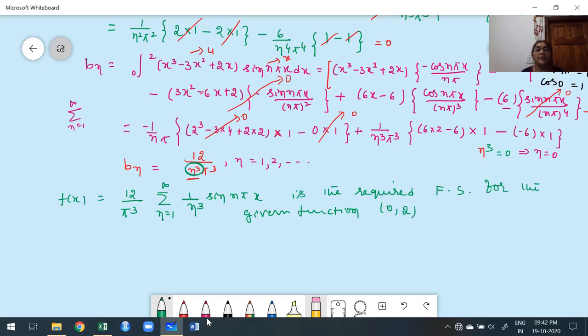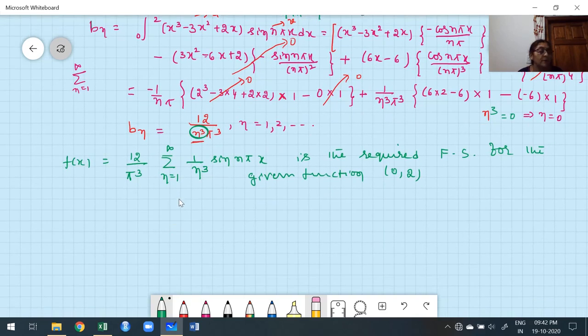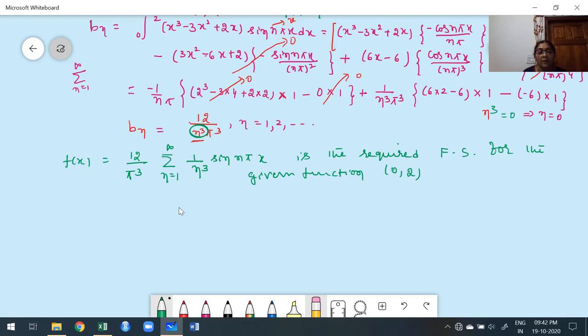I think it is clear. Except bn, an is 0 and a0 is 0. Next I want to deduce the result. I want to find out the value of the deduction part. Hence find the value of the sum of the series. What's the series they gave in the problem? For our reference I am going to write it, I want to find out the value of the series they are asking: 1 by 1 cube minus 1 by 3 cube plus 1 by 5 cube minus 1 by 7 cube, etc.